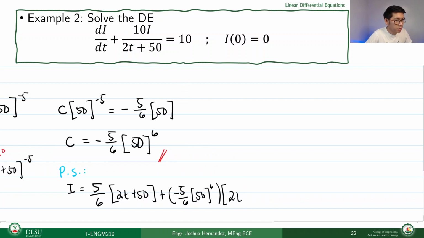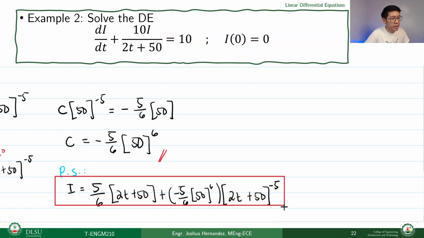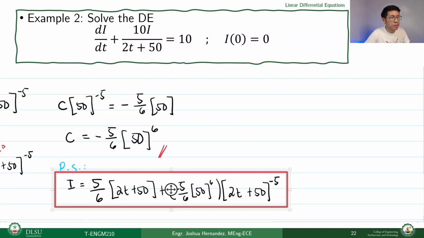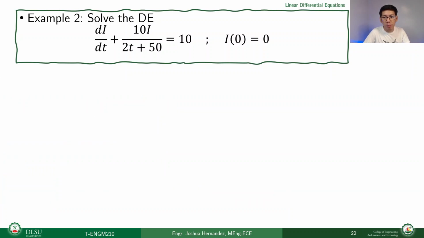2t plus 50 raised to negative 5. And there we go. There we have it, ladies and gentlemen. Our final answer. Okay? Alright. Okay lang? Sige. Let's move forward to another example.